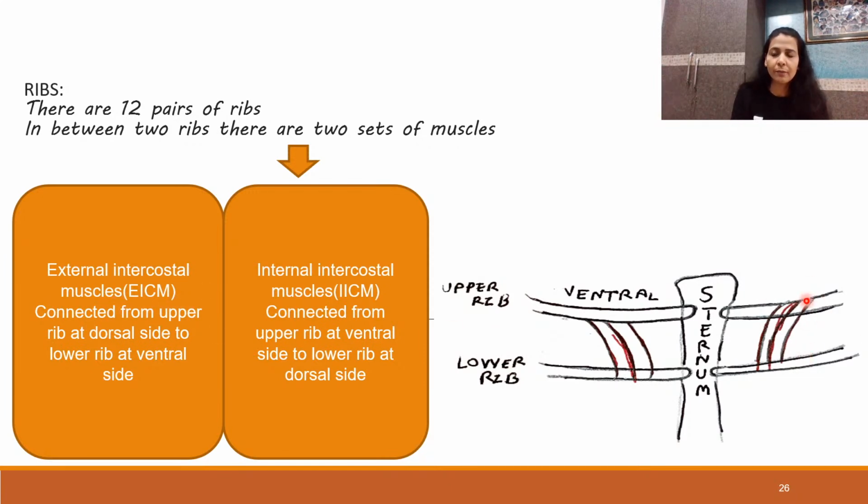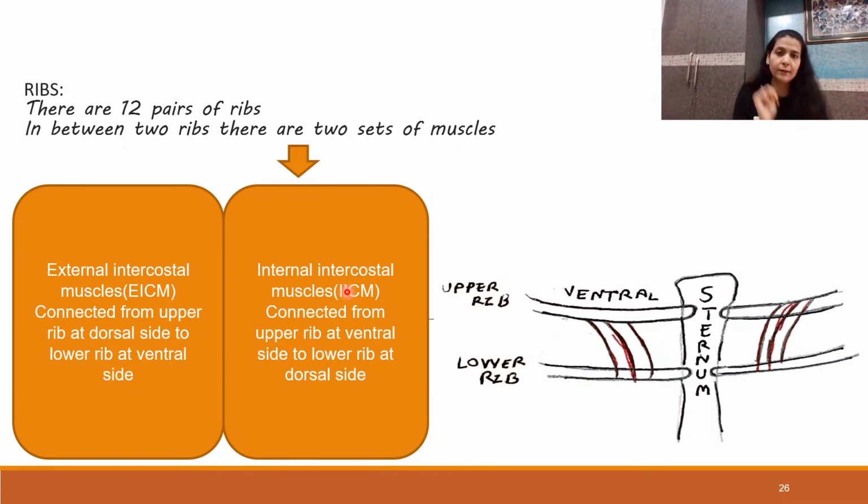On the other side of this diagram, again, upper rib, lower rib. Now there are muscles which are coming from the back side of the lower rib. They are coming like this and get attached to the front of the upper rib. Such muscles are known as internal intercostal muscles.